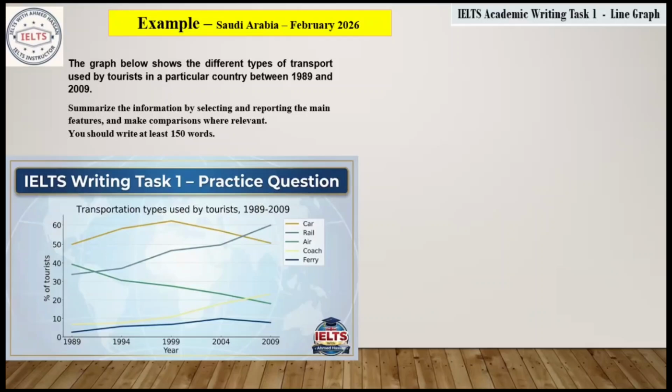I don't know what's the meaning of coach. What is the meaning of coach? Big bus. Yes, big bus.